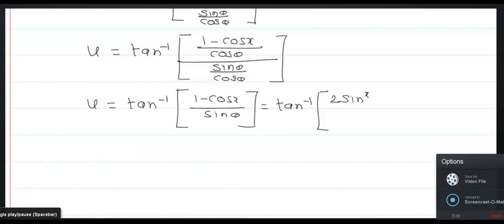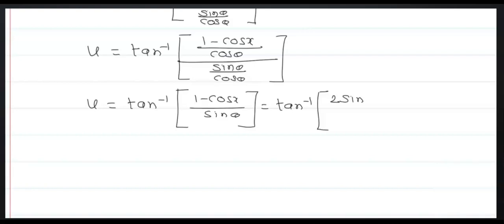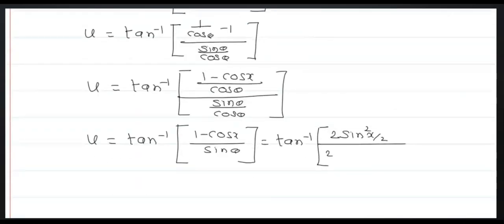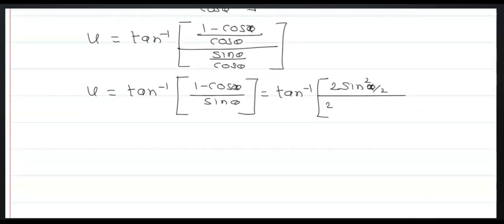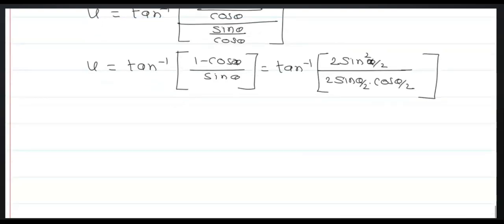Both of them have theta. By mistake I wrote x; it is 2 sin square theta upon 2. What is sin theta? 2 sin theta by 2 into cos theta by 2. Therefore 2 sin square theta by 2 upon 2 sin theta by 2 into cos theta by 2. Now 2 gets cancelled, and sin theta by 2 gets cancelled.